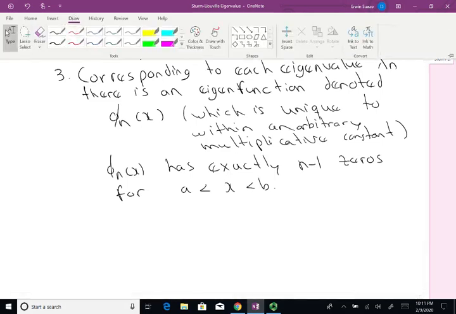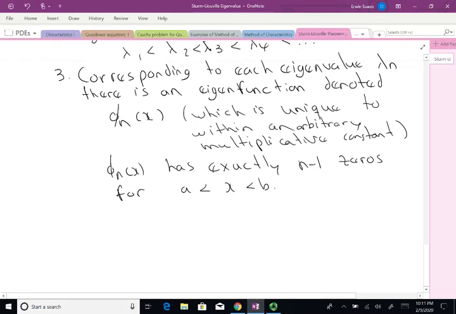The next one is statement 4. It says the eigenfunctions form a complete set, meaning that any piecewise function f of x can be represented by a generalized Fourier series of the eigenfunctions.